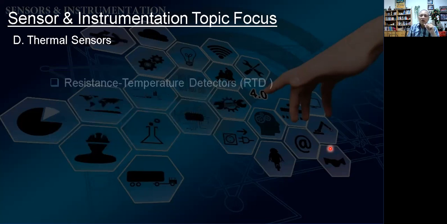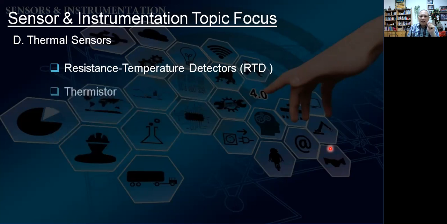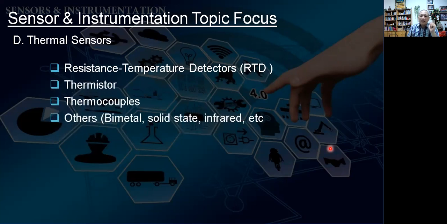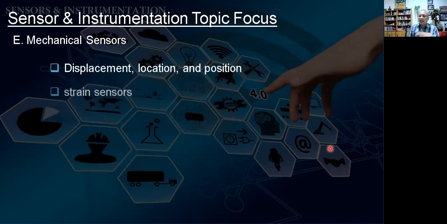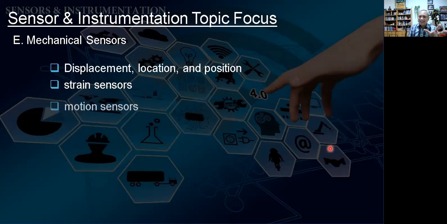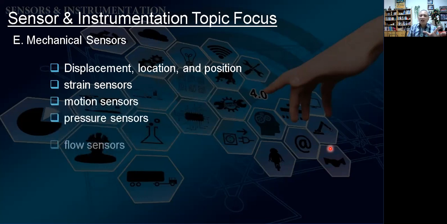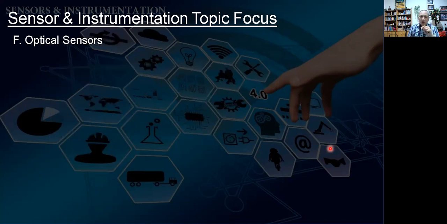And then thermal sensors: RTD, thermistor, thermocouples, and others, bimetal, solid state. We'll just cover the general sensors, at least so we know the principles of them. And then mechanical sensors: displacement, location, position, strain, motion, pressure, flow sensors, and so on. This is what changes the physical quantity. That's what we call mechanical.